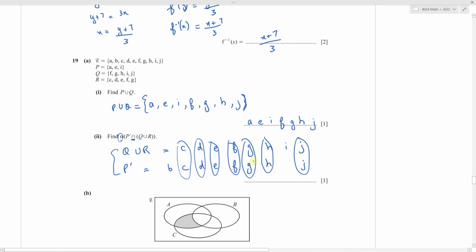I think I made a mistake here. Q union R was C, D, E, F, G, H, I, J. So E is part of P, so this is not correct here. E was here in Q union R, but E is not in P complement, because E is part of P. So that was a mistake. Okay, so 1, 2, 3, 4, 5, 6. Six elements are in this set of P complement intersection Q union R.